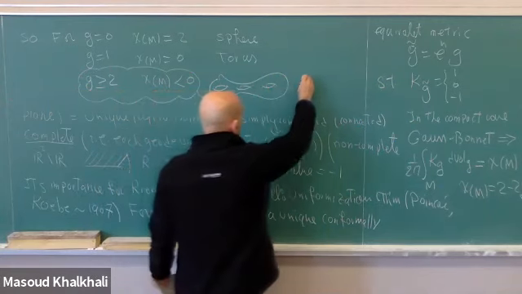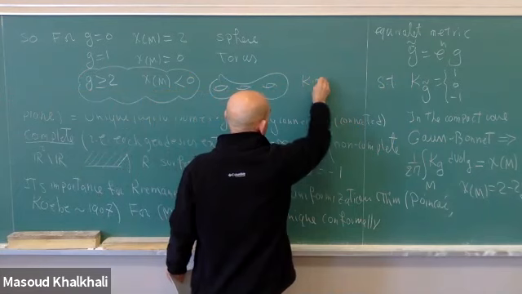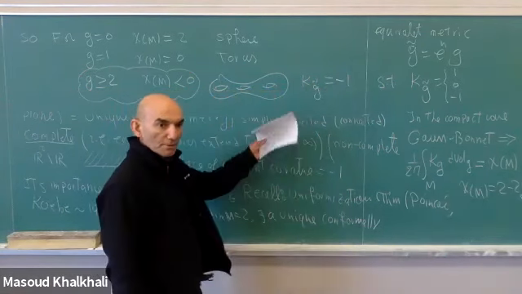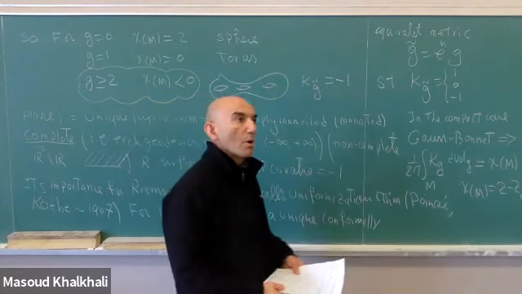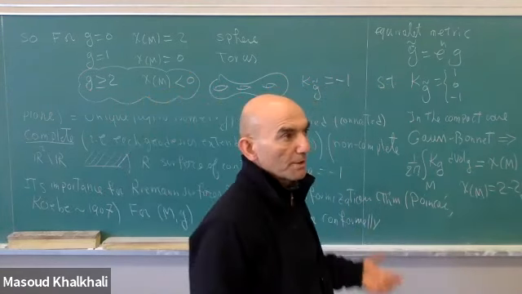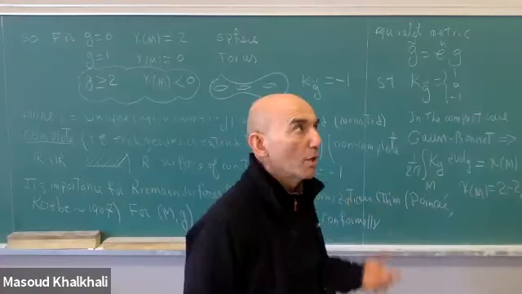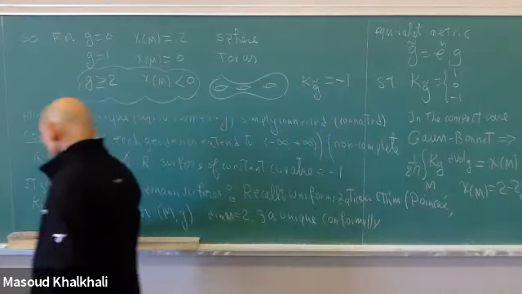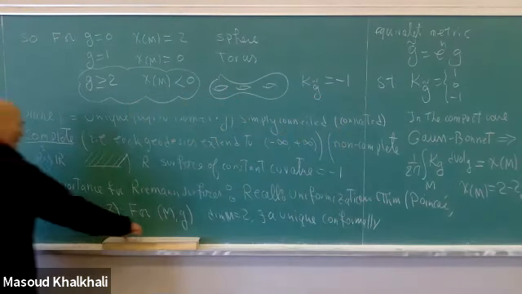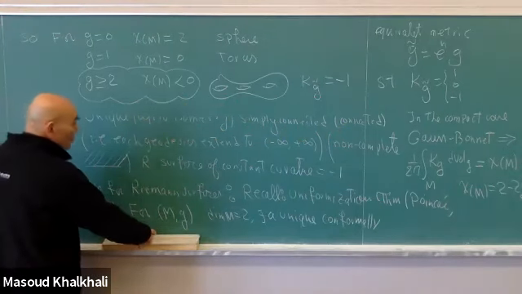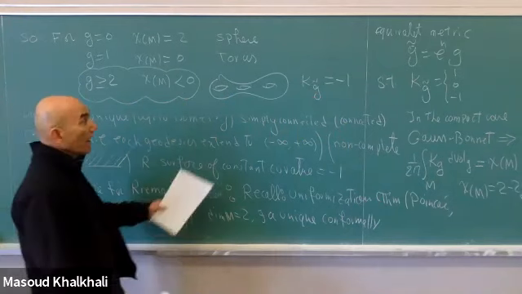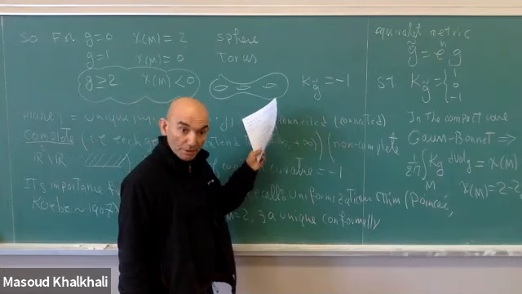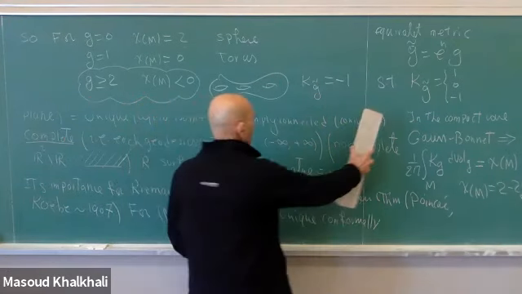So in this case, k tilde is equal to 1. That's the only possibility. So it follows from this uniformization theorem that all surfaces of genus bigger than or equal to 2 admit a Riemannian metric of constant curvature -1. Okay, so let me write it.